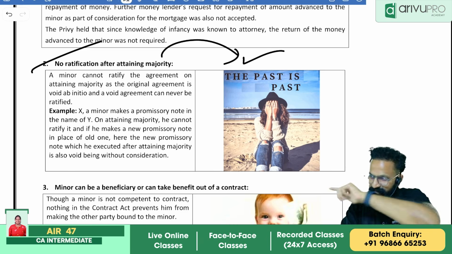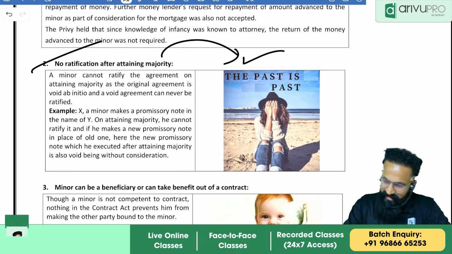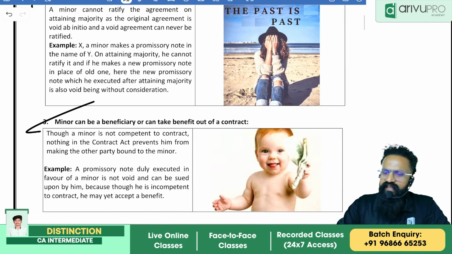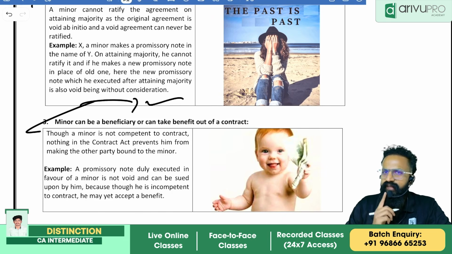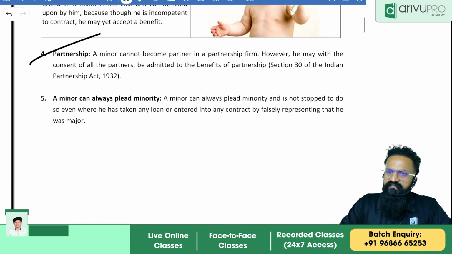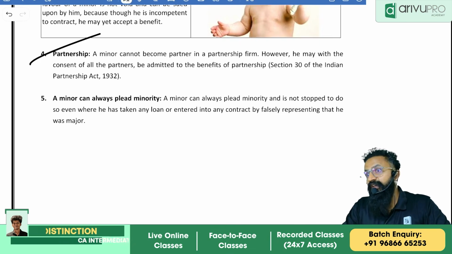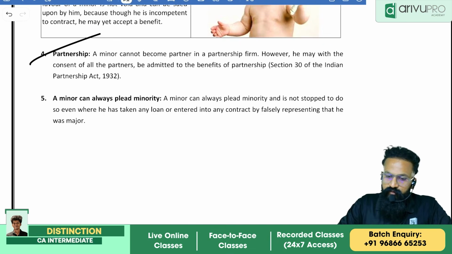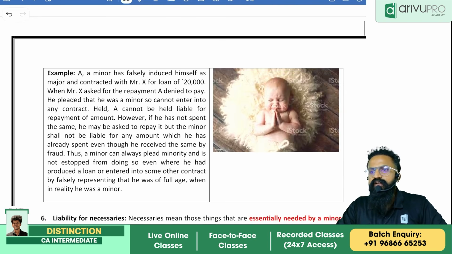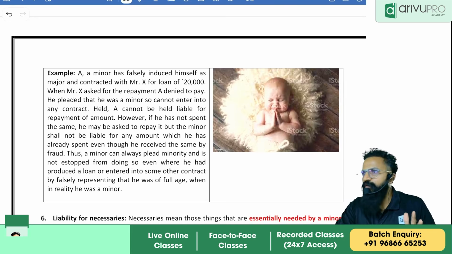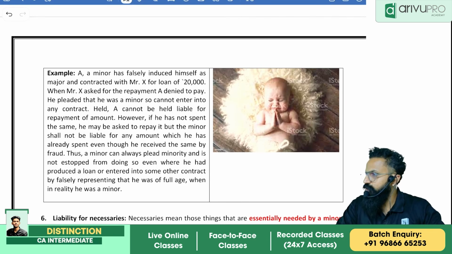Now see how many times you saw ratification. Yes. Next one, minor can be a beneficiary. Anything incoming is allowed, anything outgoing is not allowed. Partnership: a minor can become a beneficiary, allowed. Next one, minor can always plead minority. I will enter into an agreement, later I will say this is not enforceable. The law will listen to you.